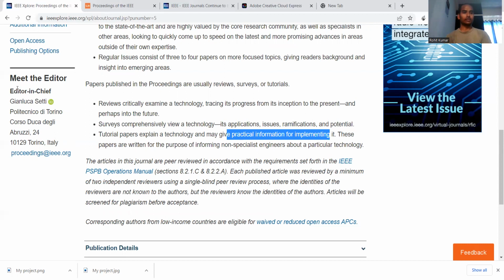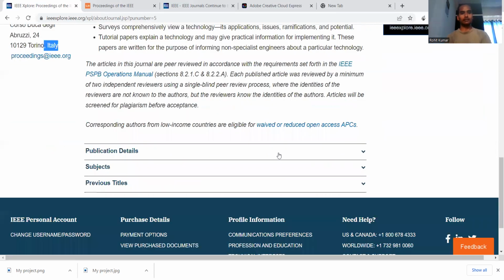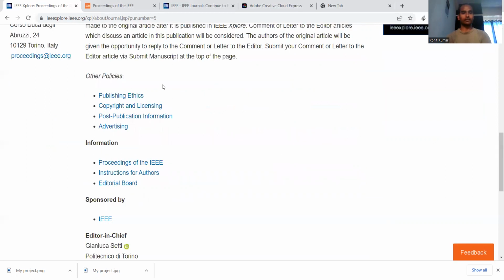So the editor in chief is Gianluca Setti, and he is a professor, or I don't know whether he is a professor, but in some way he is associated with the Politecnico di Torino, Corso Duca degli Abruzzi. Something is written in Italian, I don't know, but it's an Italian institute. Okay, so in this way you can see the publication related details are provided here.